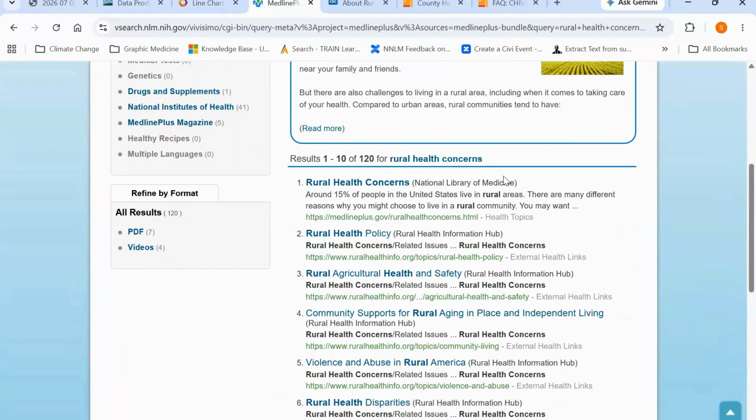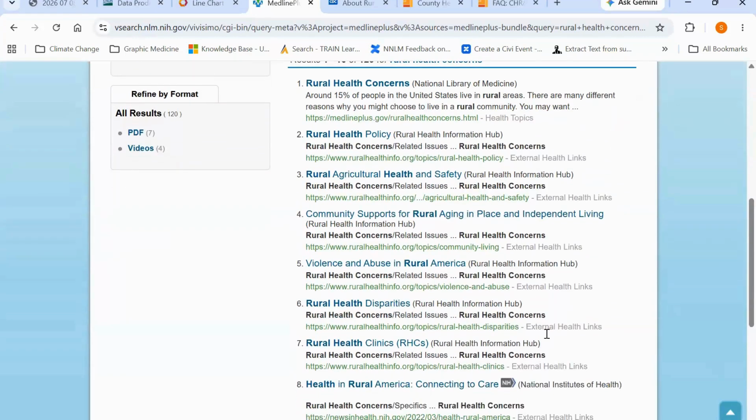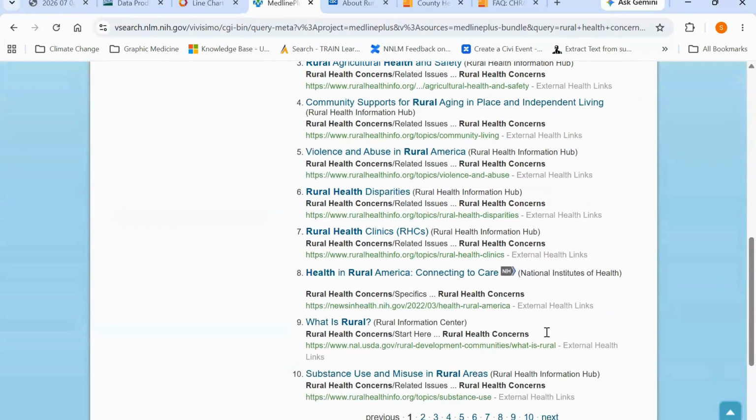So in this case, National Library of Medicine means that it is staying on Medline Plus. Or Rural Health Policy: that second link clearly says Rural Health Information Hub, RH Hub. If it is going to a National Institute of Health page, it will have National Institute of Health in the parentheses and also the logo for the NIH.